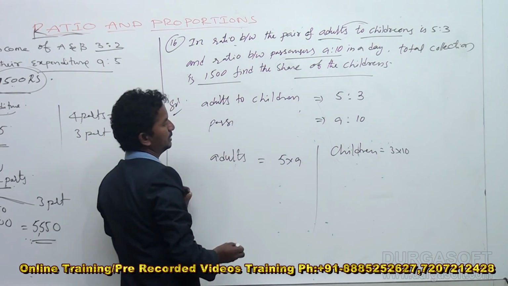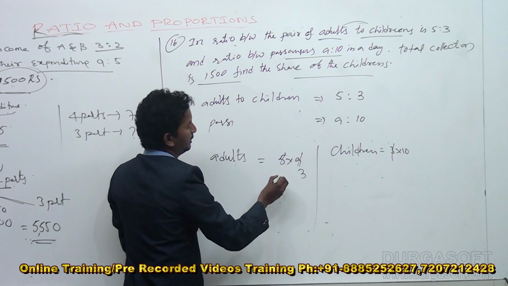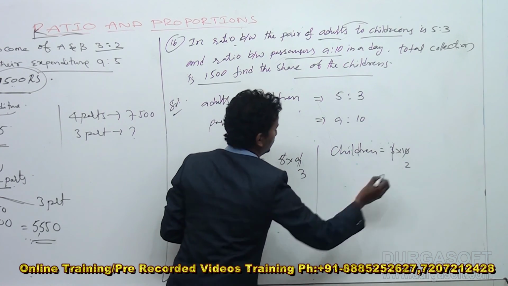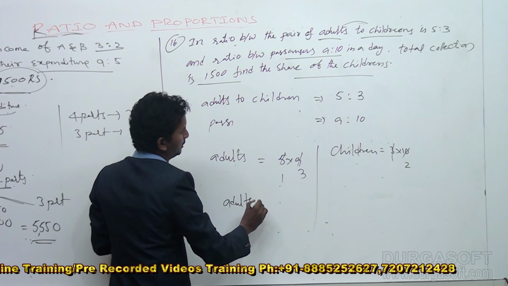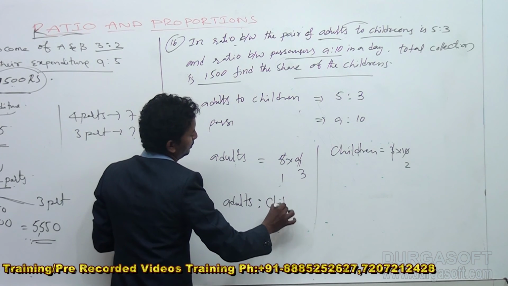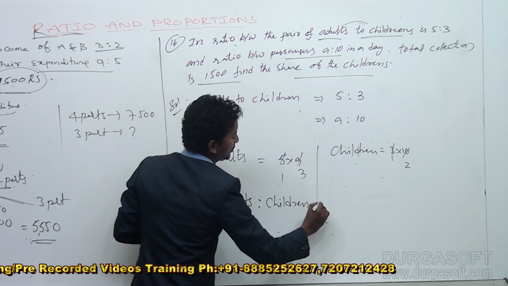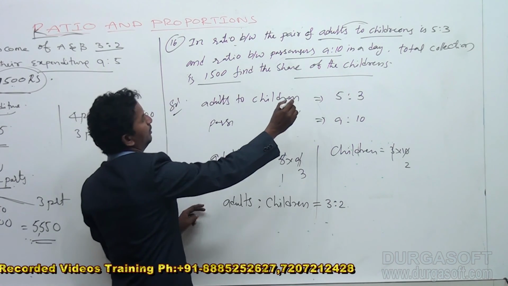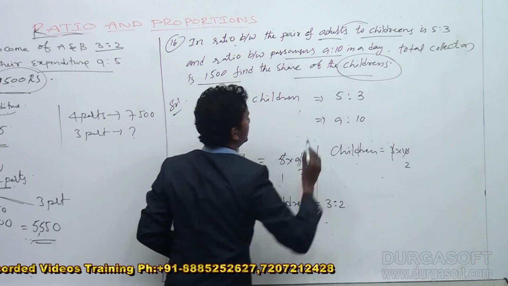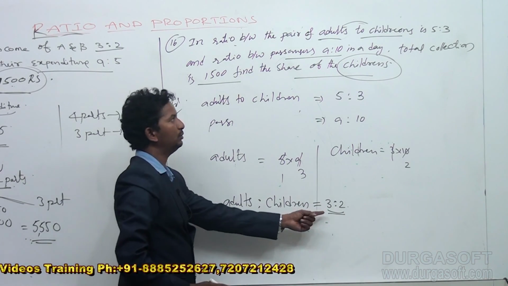Now according to this, find the share of children. It is nothing but 3 ones are 3, 3 threes are 9, 5 ones are 5, 5 twos are 10. So here what is the ratio? Adults to children is 9 to 6, that is 3 is to 2. But I want only the total number of children. Total number of children is 2 parts. Total 5 parts is there, 3 plus 2, 5 parts.